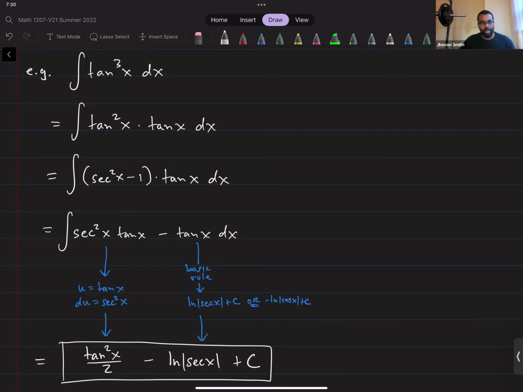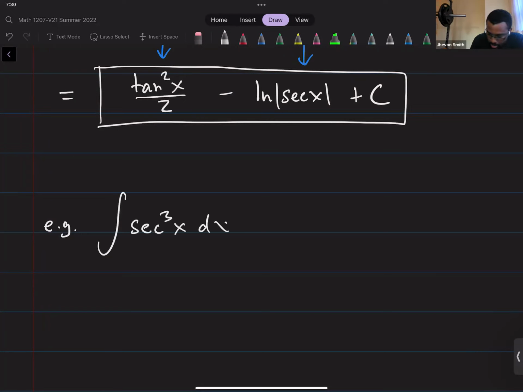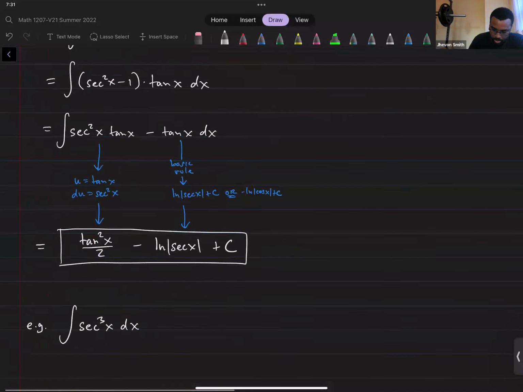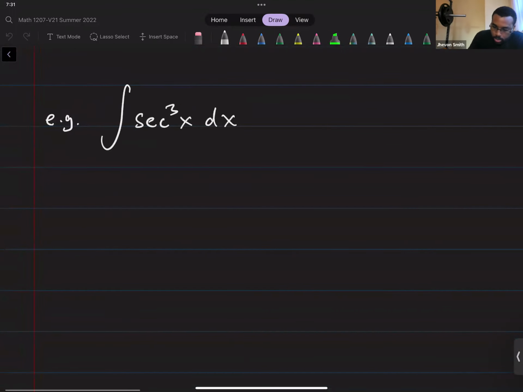Okay. Let's go for another one. So tangent cubed seemed to work out not too bad. How about secant cubed? Okay. Ideas on secant cubed. We turn it into a secant squared by taking out one of the secants. Okay, seems to make sense. Secant squared times secant.